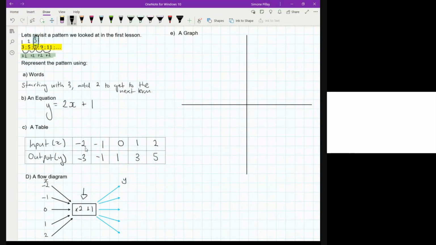So remember, what I'm saying is I have to take x. My flow diagram is telling me, take x, multiply it by 2, and then add 1, which is basically what I've done in my equation. I've taken x, I multiplied it by 2, and then I add 1. The order here is super important.